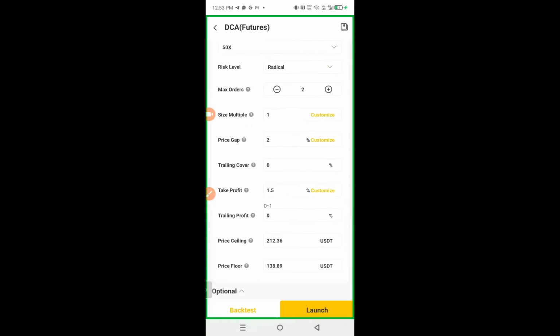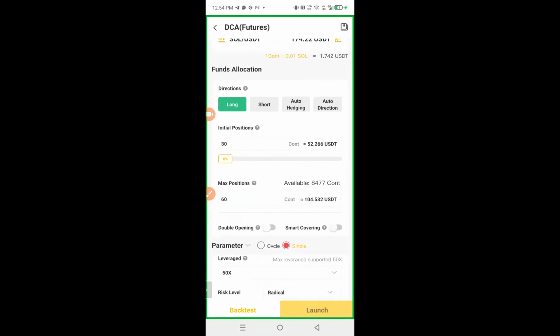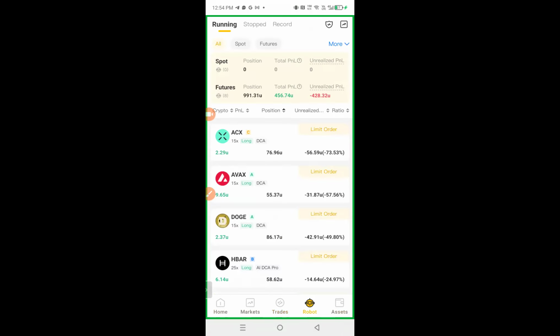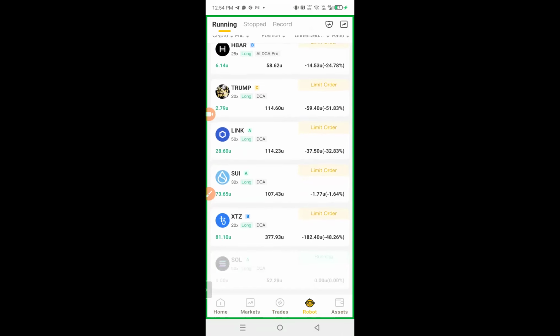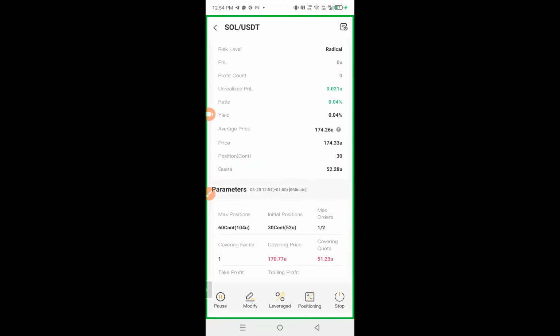So here is Solana. I've done with my parameters, so I launch Solana. Most times, this is not the time I'm supposed to launch it. I'm supposed to launch it at the beginning of the week. But look at this, it's running already, and it's saying we're even on profit, 0.04. So it's already running, right?